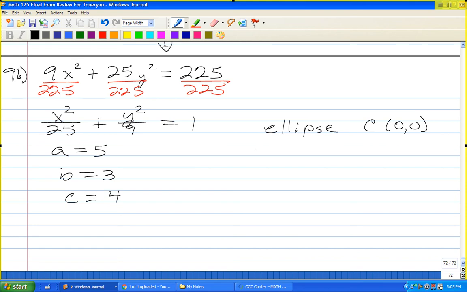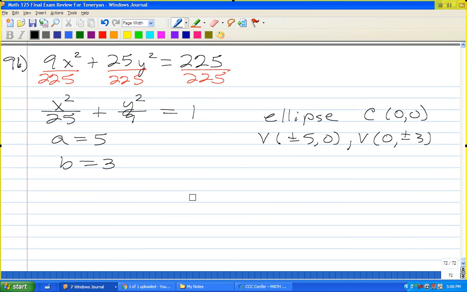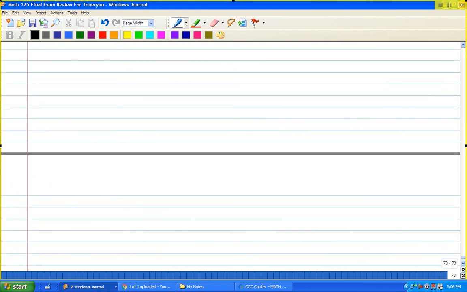And so the vertices are at plus or minus 5, 0, and 0, plus or minus 3. And the foci, but you really don't need that. I'm not going to write the foci. You could figure out the foci, but I'm only graphing, so I don't think they will require that, so I won't write it. Okay, so let me sketch the graph of this.